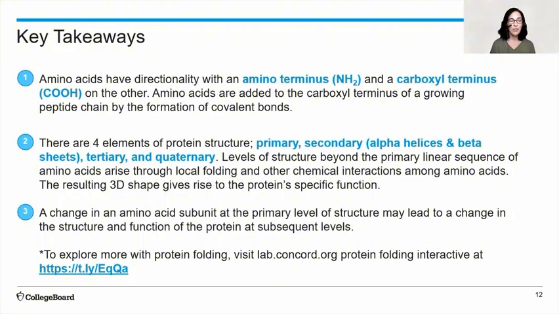The resulting 3D shape gives rise to the protein-specific function, and a change in an amino acid subunit at that primary level of structure may lead to a change in the structure and function of the protein. If you want to explore more protein folding, I've shared with you this really cool protein folding interactive found at lab.concord.org at the website address given.